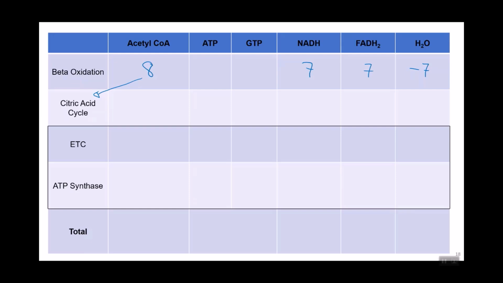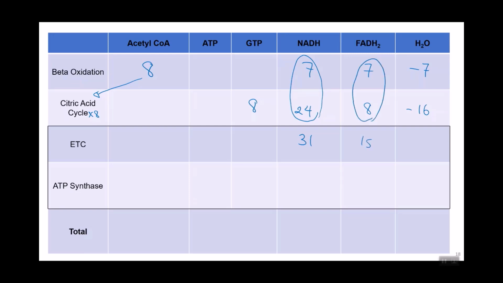The citric acid cycle is going to run 8 times. So we're going to make 8 GTPs, 24 NADHs, so 8 times 3, and 8 FADH2s, but we're also going to require 16 water molecules because each cycle requires 2 water molecules. The NADHs and FADH2s from beta oxidation and the citric acid cycle will then pass their electrons to the electron transport chain. So we'll have a total of 31 NADHs and 15 FADH2s.